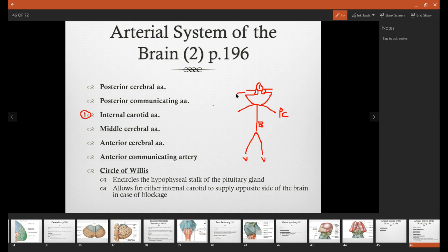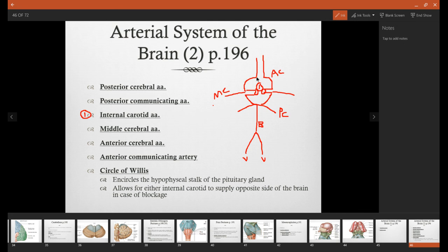Now our stick figure is also going to have some pretty long ears. These are the middle cerebral arteries, MC. Now our anterior cerebral arteries are going to form the horns and the top of his head. They're going to go up just like so. They're called anterior cerebral arteries. So there's 2 of them. We'll call that AC for anterior cerebral.